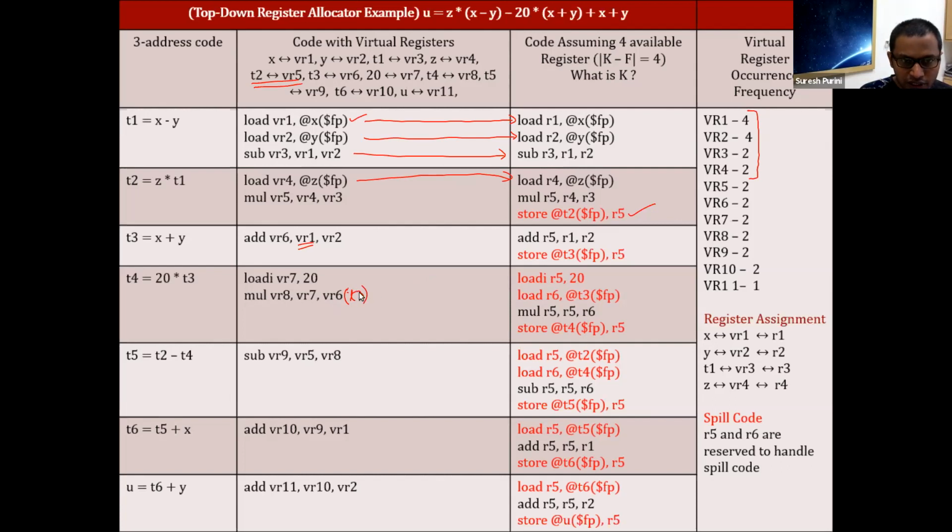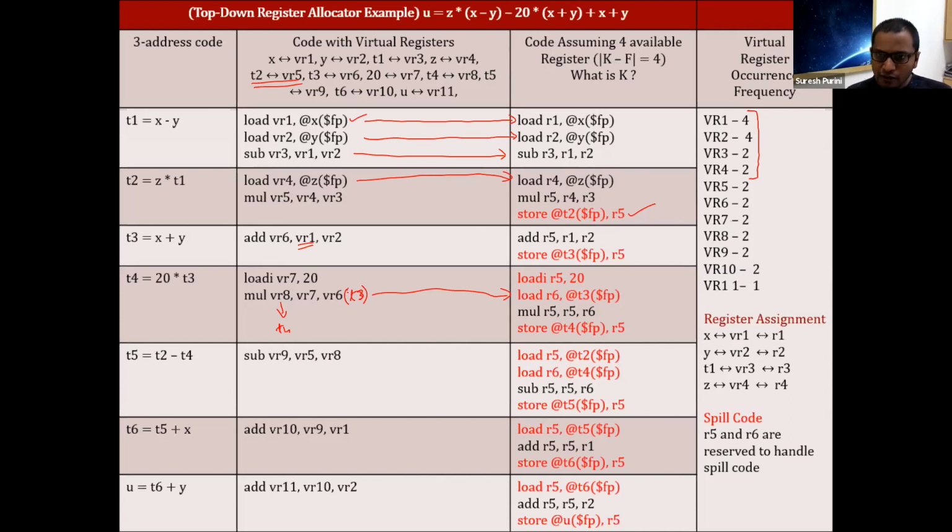So what we do here is we load the contents of variable T3 into R6, which is yet another scratchpad register. We multiply them and store it in register R5. The contents of R5 is stored in the memory location associated with the VR, which is T4. That's it. So this is how we can map our virtual registers to physical registers.